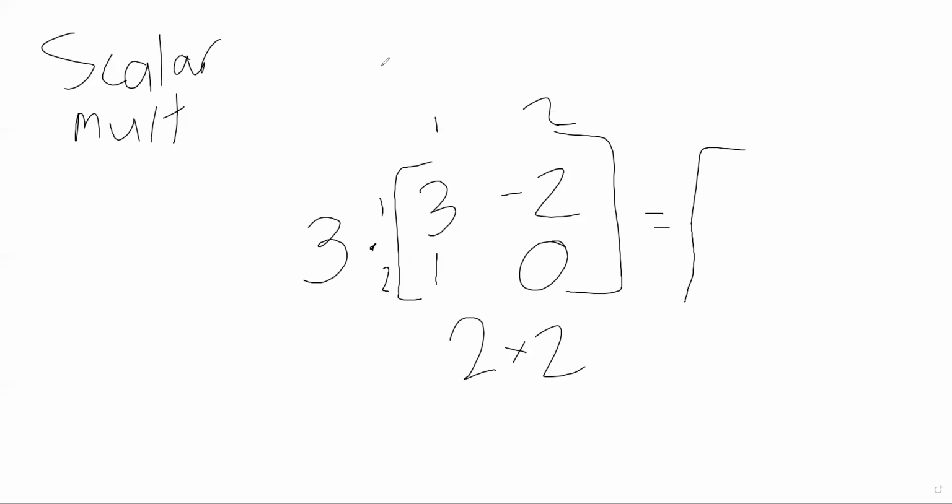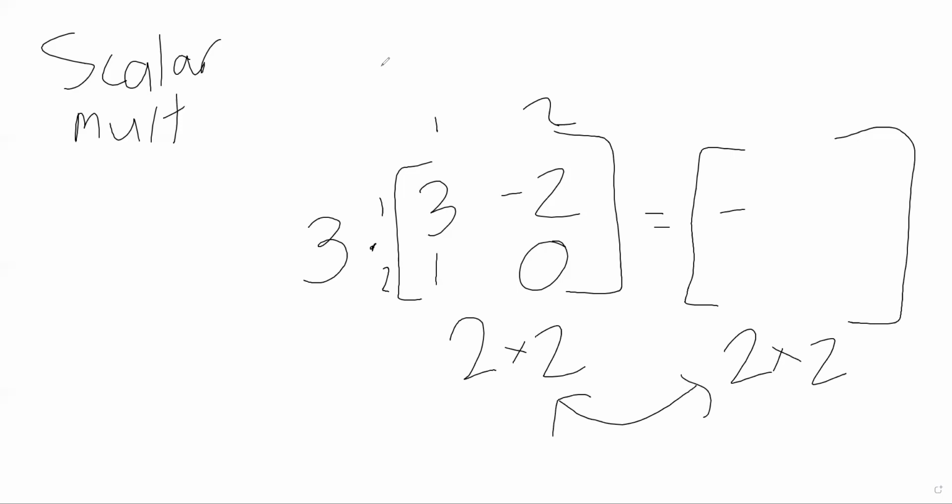So in order to do that, again, always recommend writing out your answer matrix. For scalar multiplication, these two are going to be the same. So you're going to draw in the dashes there. You should have 4 answers. And all you're going to do is take the 3 that's out front here, and distribute it out to each number inside the matrix.